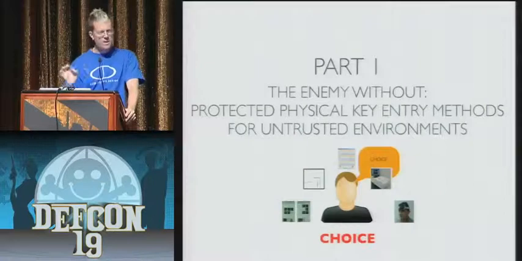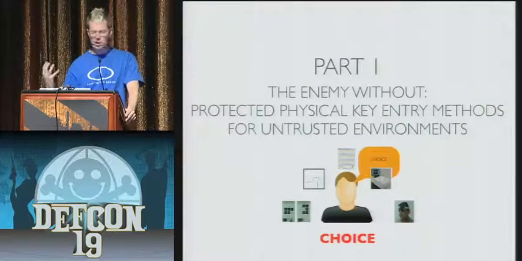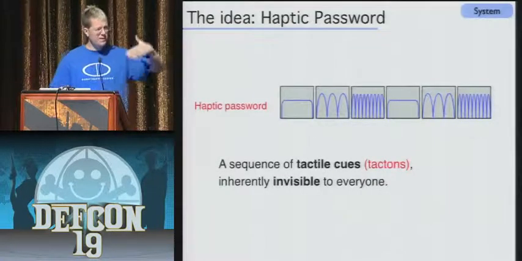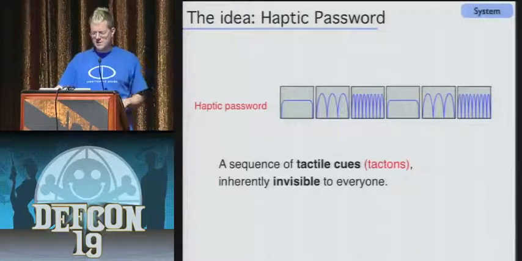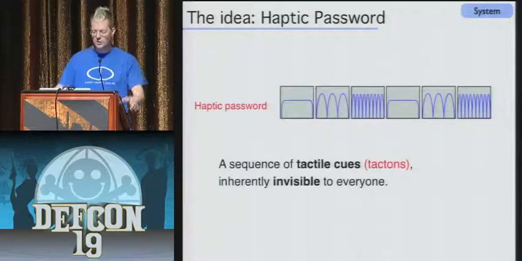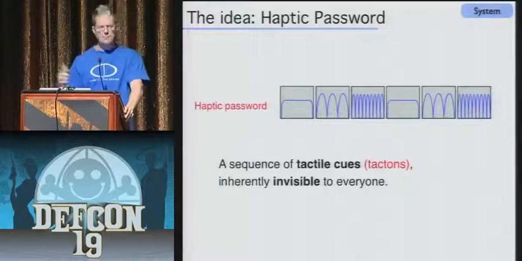So part one, observation: new alternatives for physical key entry to avoid observation at the terminal physically. And the basic idea, which I'll present various methods here, is a haptic password. Or the basic idea really is a side channel that's not visual and is less easily observable. And one of these is haptics. So first off, a haptic keypad.